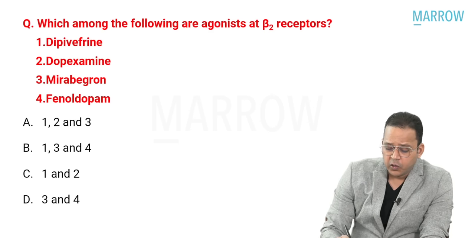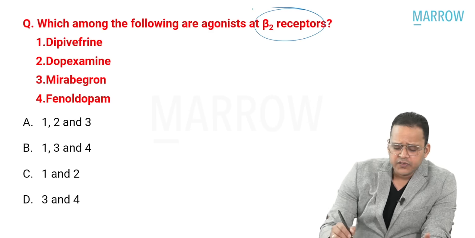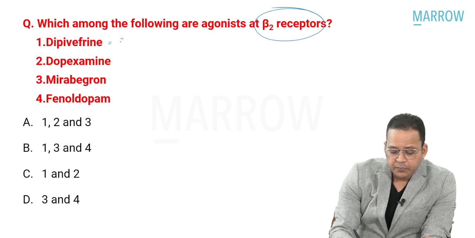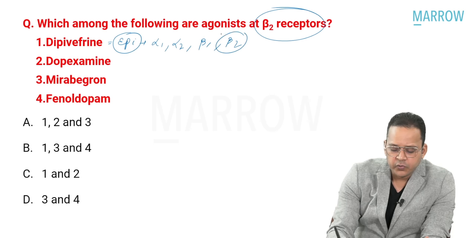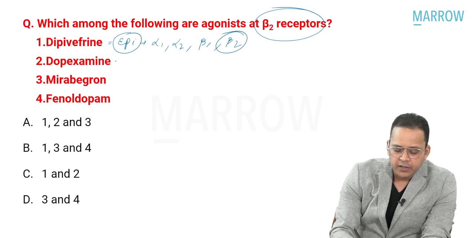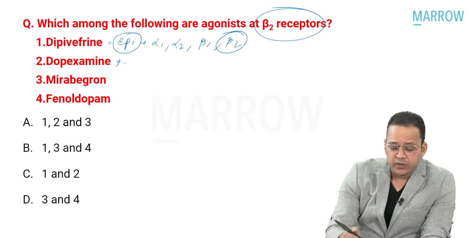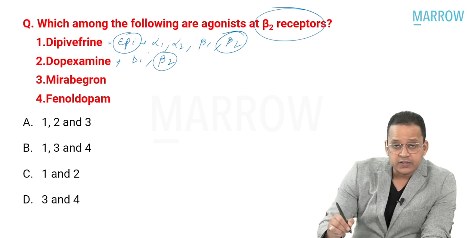Which among the following are agonists at beta 2 receptors? Let us have a look. What is dipivefrin? It is a prodrug of epinephrine, and epinephrine is an agonist at alpha 1, alpha 2, beta 1, beta 2. So do we have beta 2? Yes, we have beta 2 with dipivefrin. Dopexamine, what is it an agonist at? It is an agonist at D1 and beta 2. Do we have beta 2? Yes, we have beta 2.